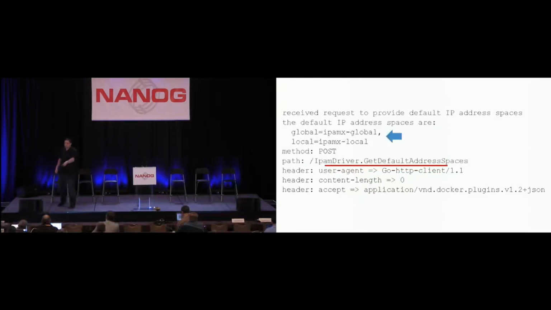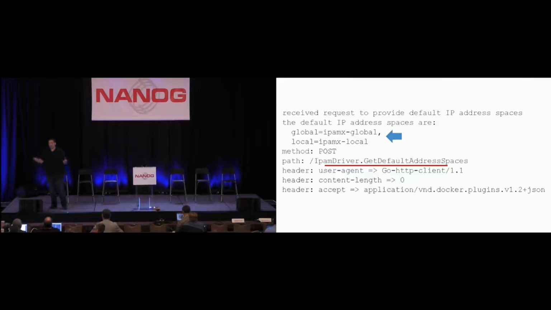Now, get default address space. Remember that slide where networks have two scopes, local and global. However, they also have identifiers. So there is a thing called default address space. That's what I call VRF address space. So it would be something that a plugin can say, this identifies the global space of this instance of a plugin.